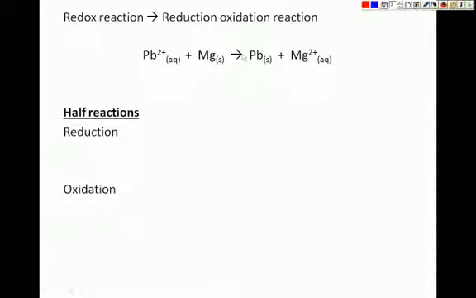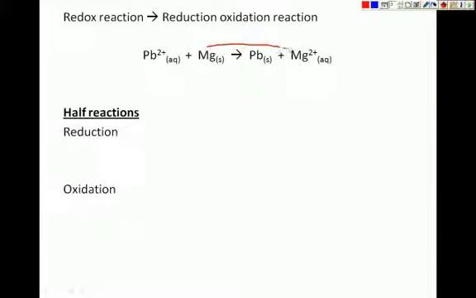Okay, now let's do one more vocab word, and then we'll move on to what it means. Redox reaction is just an easy way of saying reduction-oxidation reaction. Again, we have a slightly different formula here: Pb2+ plus Mg solid, or lead ion plus magnesium solid, making lead solid and magnesium ion. So again, Pb2+ and Mg solid.